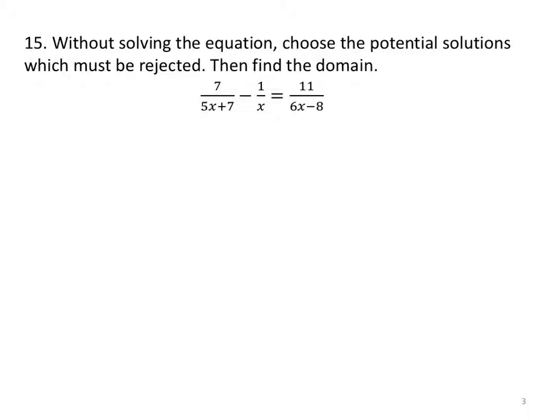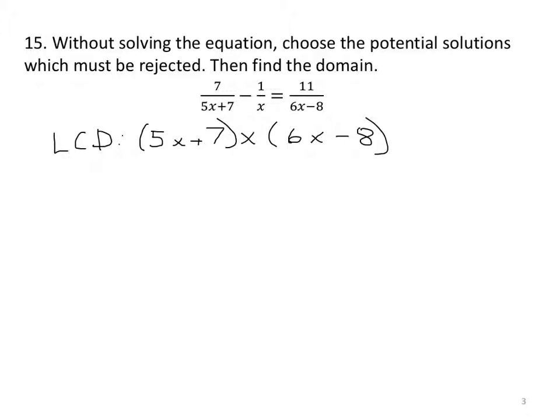So let's go ahead and find the least common denominator, which is easy to find. It's 5x plus 7 times x times 6x minus 8. So normally we would multiply the numerators by the missing factors and get a complicated thing in the numerators that we have to solve. But in this case we don't have to do that because we're not to solve it.